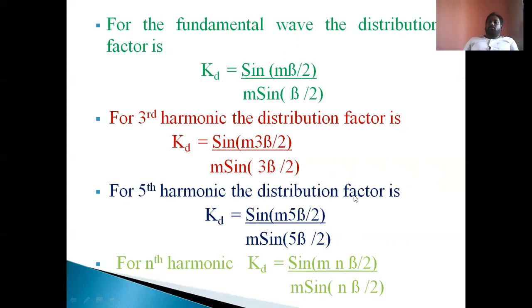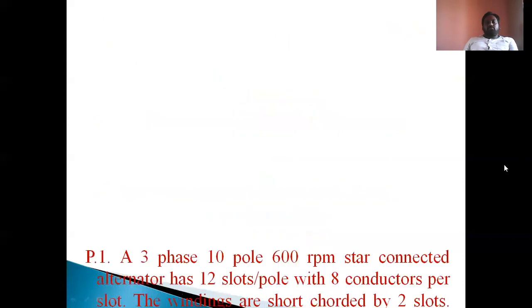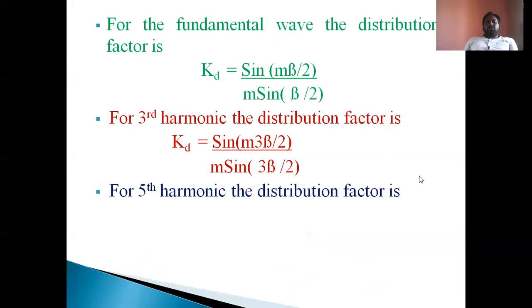What happens? When the n value increases, the angle value increases, the sin value decreases, and Kd also decreases. Which Kd? The harmonic voltage decreases by increasing the harmonic order. In order to decrease the harmonic voltages, we can decrease Kd by increasing beta. This is what we can explain in the elimination methods of harmonics. Thank you.